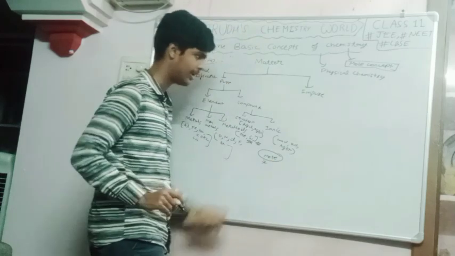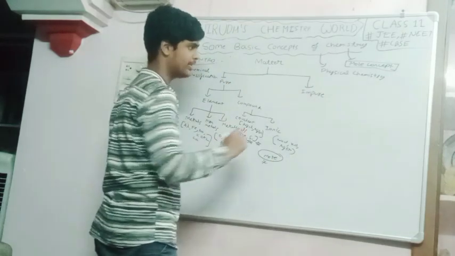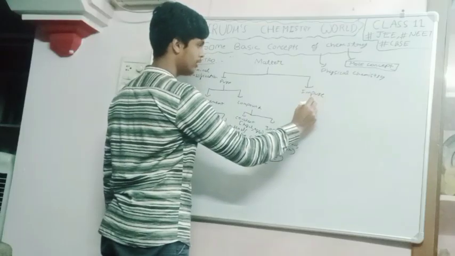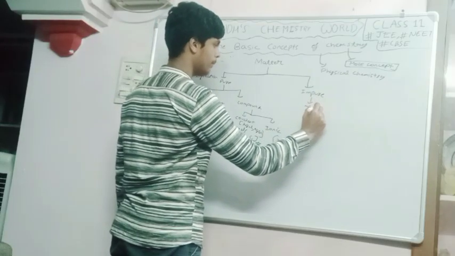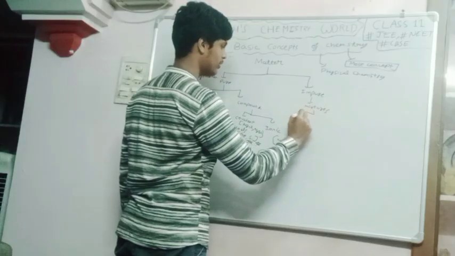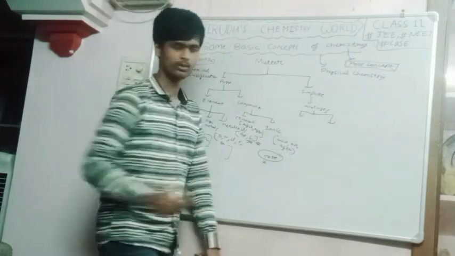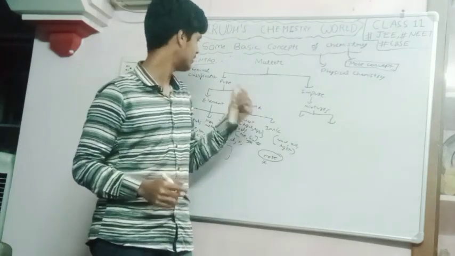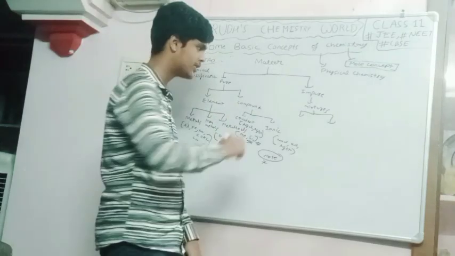You just see, I'll write this. First I will complete this. In impure you will be having mixtures. In these mixtures again there are two types. What is impure? Impure is basically that which is not pure.